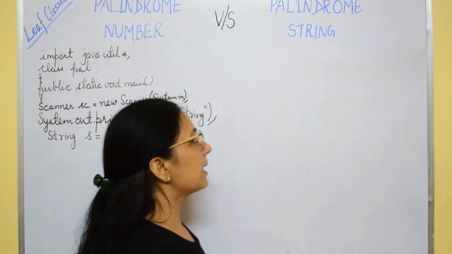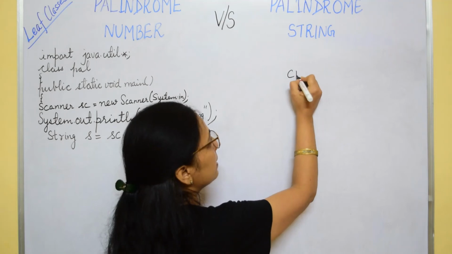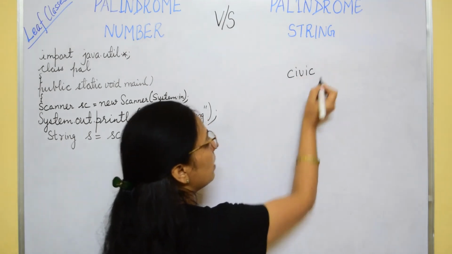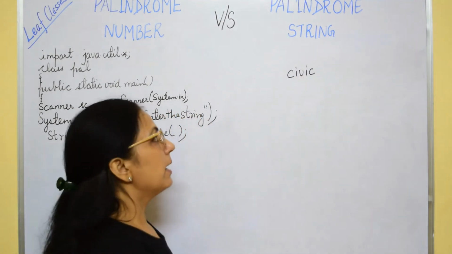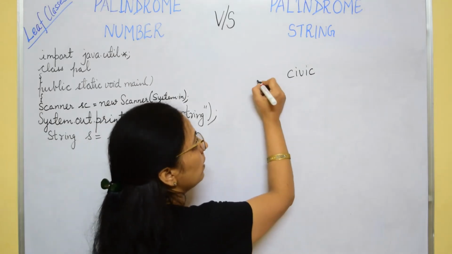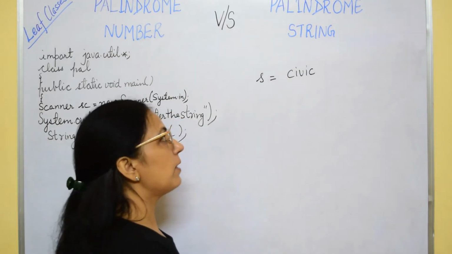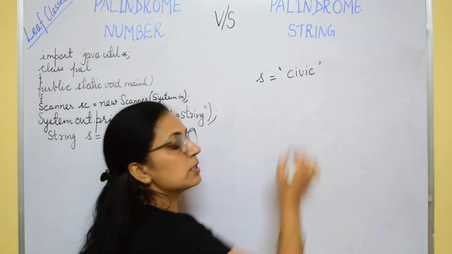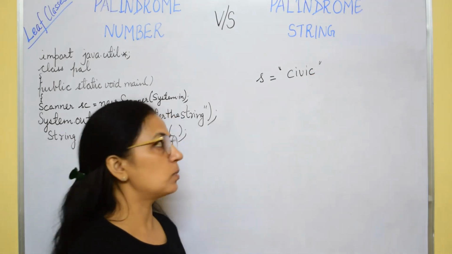Okay. Let us take the example. Suppose the entered word is CIVIC, right? Now what we have to do, if this is the entered string, we have to find the reverse of this string in S1.